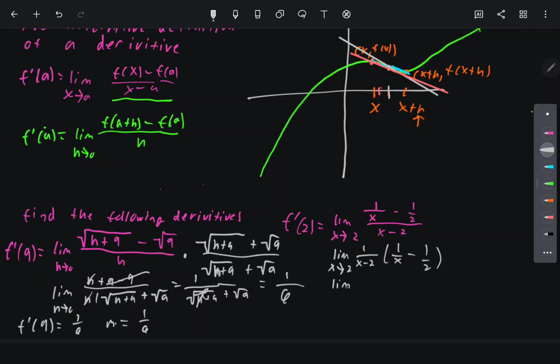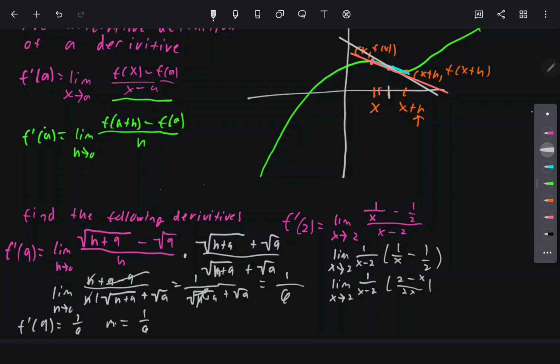So we're going to get the limit as x approaches 2 of 1 over x over 1 over x minus 2. And we're going to get 2 minus x all over 2x.